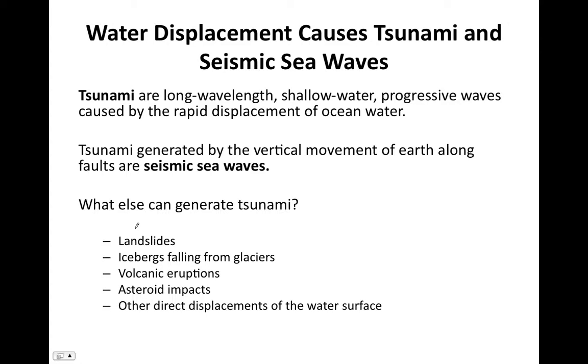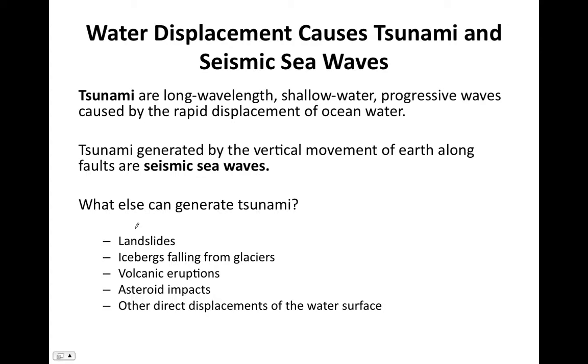So a tsunami, which is the same thing as a seismic sea wave, are these very long wavelength, shallow water waves that travel through the ocean. They're caused by a rapid displacement of a large volume of ocean water. Tsunami generated by vertical motion of the sea floor along a fault are technically known as seismic sea waves, but generally and colloquially referred to as tsunamis.